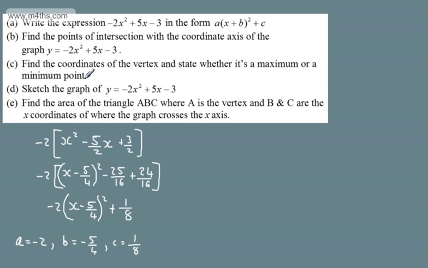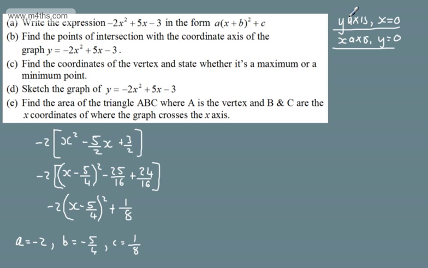In part B, we're asked to find the points of intersection with the coordinate axis of the graph y is equal to minus 2x squared plus 5x minus 3. So if it's going to cross the y-axis, we can say that x will be equal to 0. If it's going to cross the x-axis, then y will be equal to 0. So what we're going to do is look at solving this equation. We can use the completed square form to find now where y is equal to 0. We could also look at rearranging this.